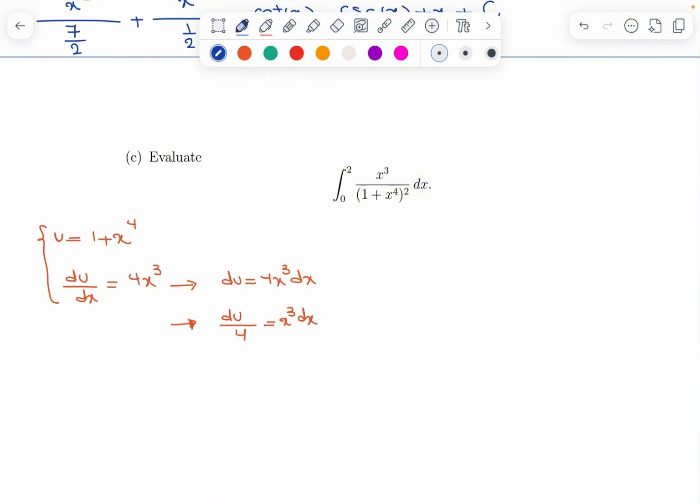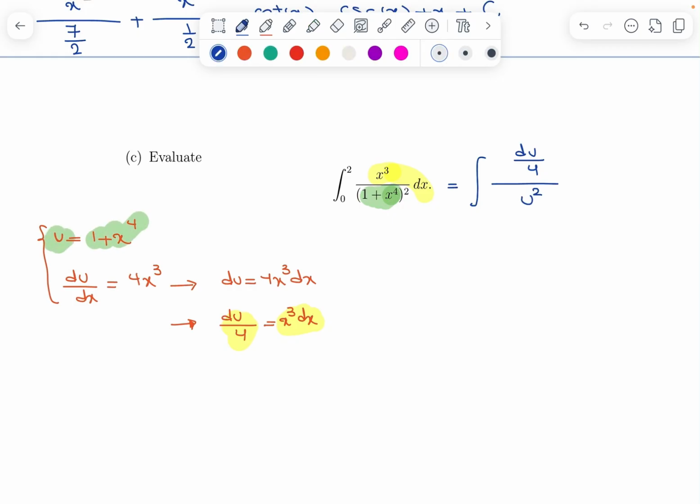So now look at this. We will try to rewrite this definite integral as another definite integral where the variable of integration would be u. Instead of x cubed times dx, we can consider du divided by 4. Instead of 1 plus x to the 4, we can consider u, so it would be u squared.